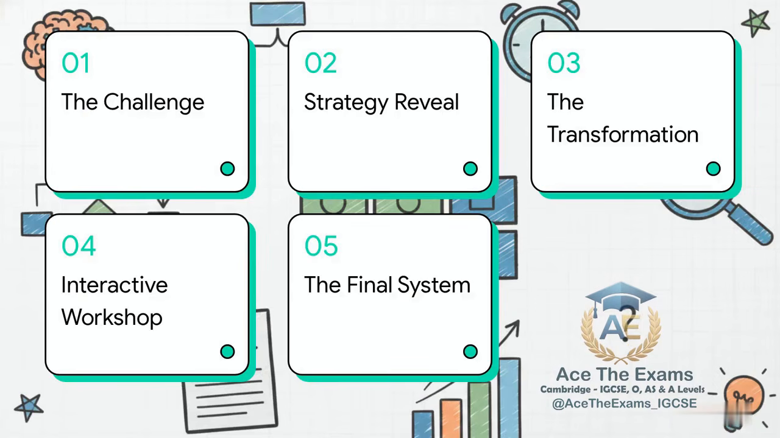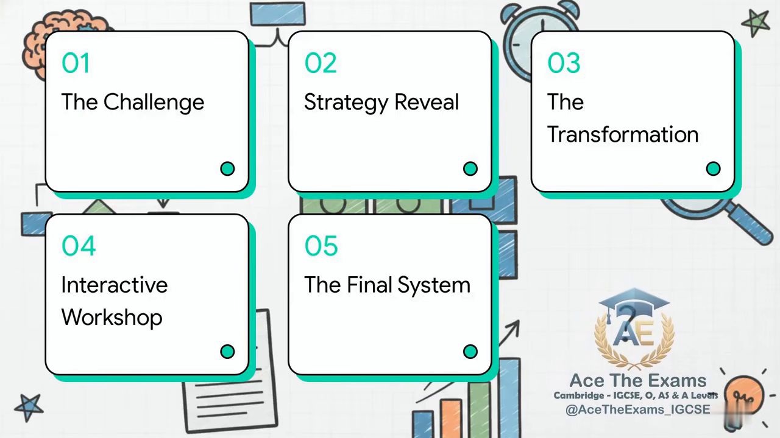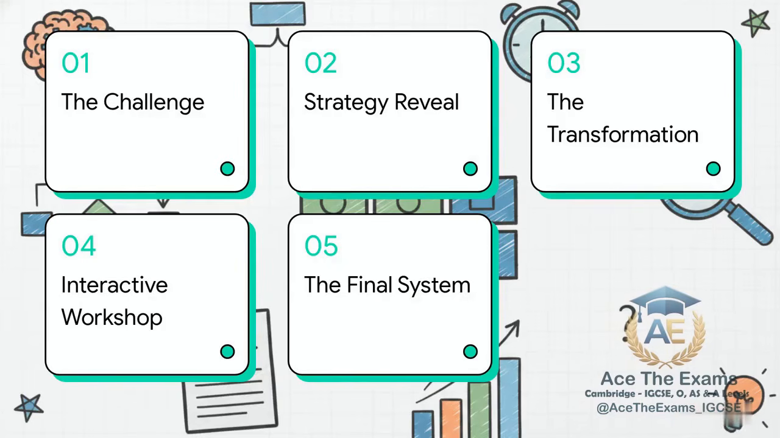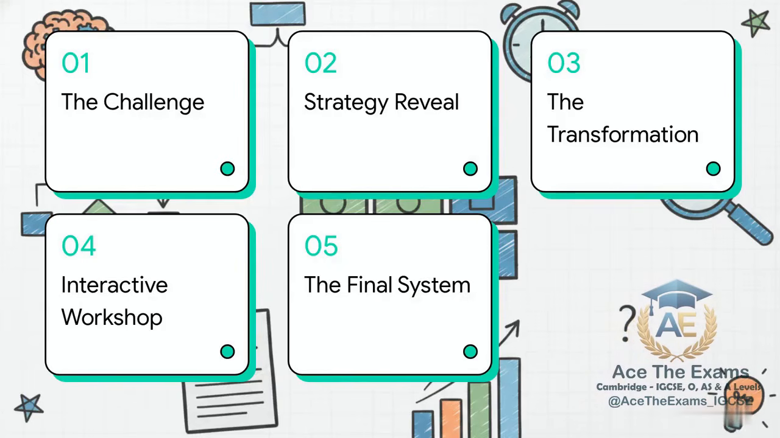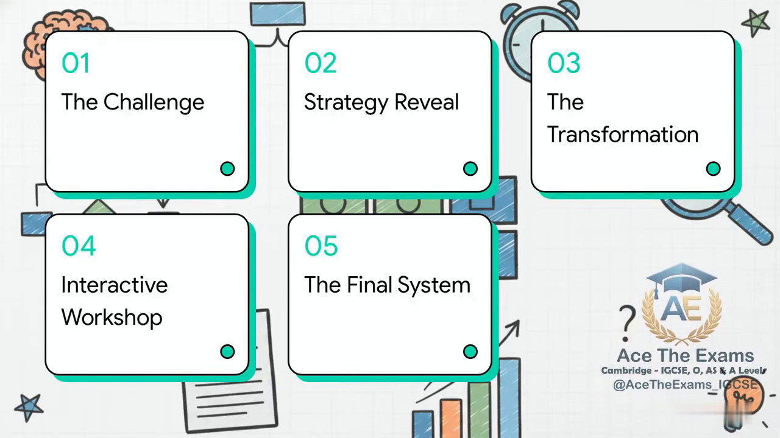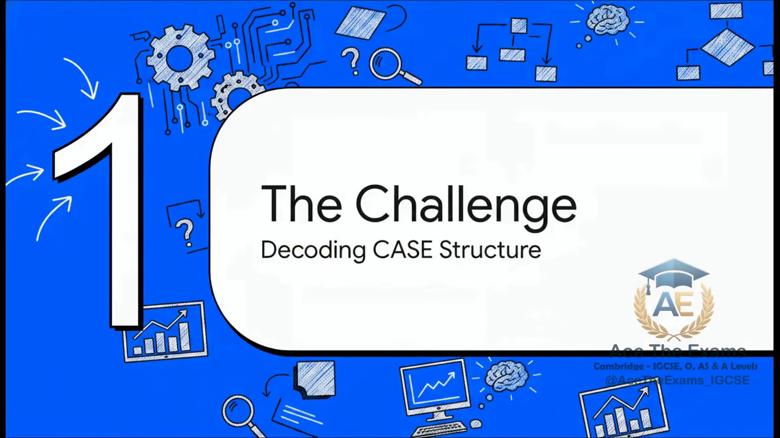All right, here is our roadmap for today's explainer. First up, we're looking at the challenge. Second, the strategy reveal. Third, we'll go through the transformation. Fourth, we'll jump into a quick interactive workshop. And finally, we will lock in the final system. Let's keep moving. Act 1.